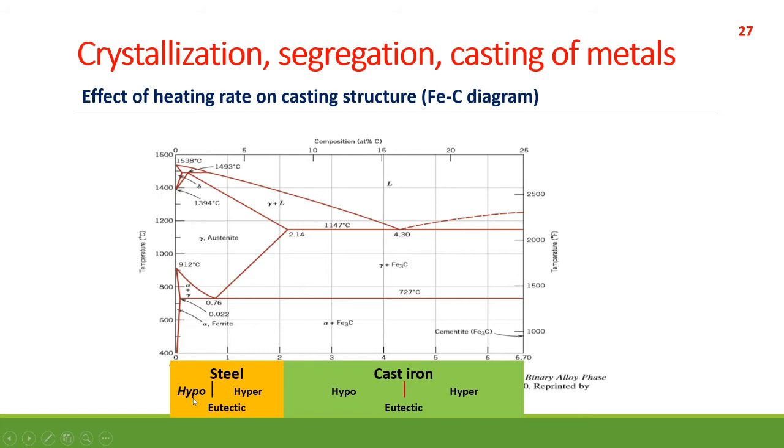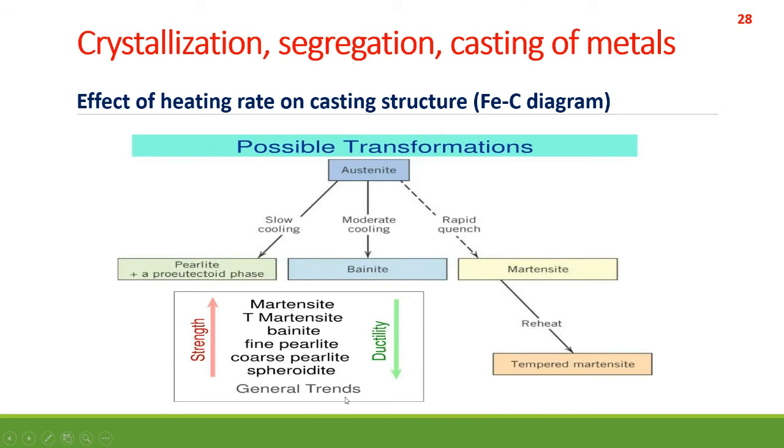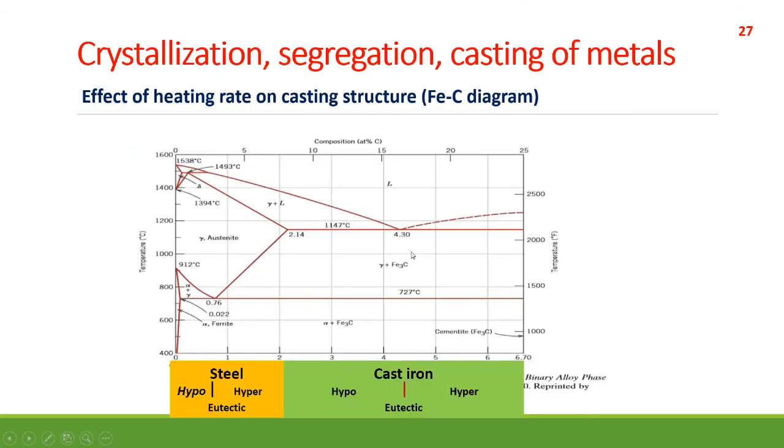As I already discussed with you in chapter 3 or 2, hypoeutectoid steels are the most used. They are mostly used in industry and for other purposes. And here is your cast iron. From 2.14% carbon concentration to 4.3% carbon concentration, we call it cast iron. And from 4.3% and beyond, we call it hypereutectic cast iron.